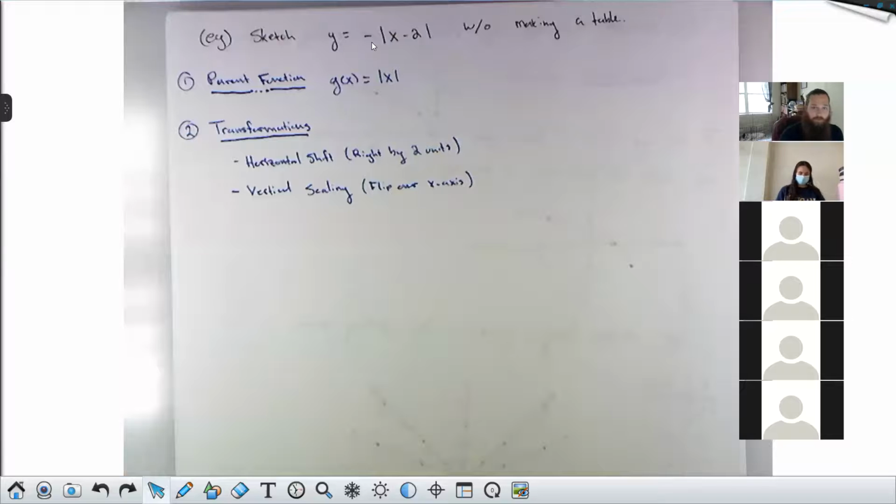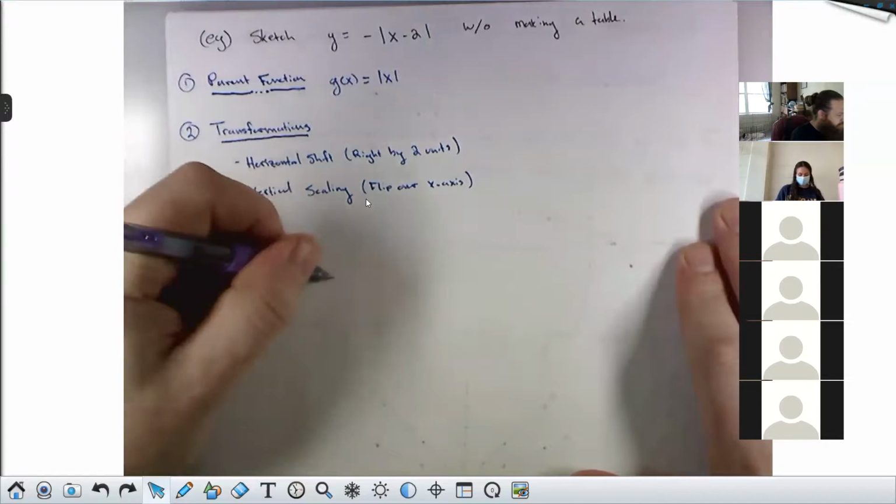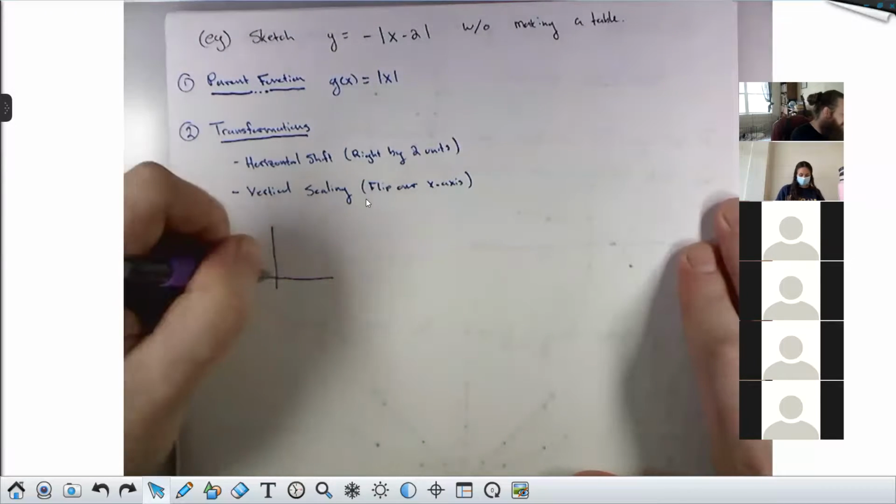My advice to you is, as these problems get more complicated, and they will, do the transformations one at a time. Sketch several graphs. Start with the graph of the parent function, apply the transformations 1 or 2 at a time until you get to your final function. So I'm going to start with the graph of the absolute value of x. That's my parent function.